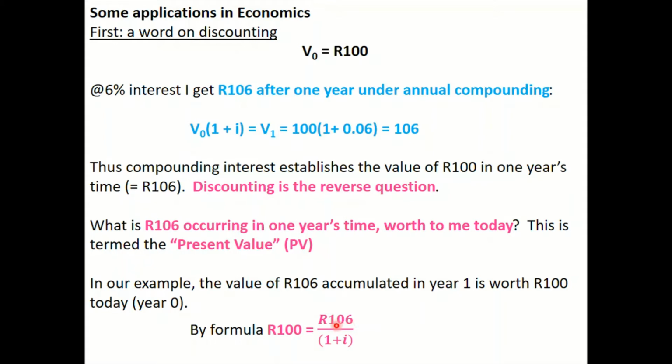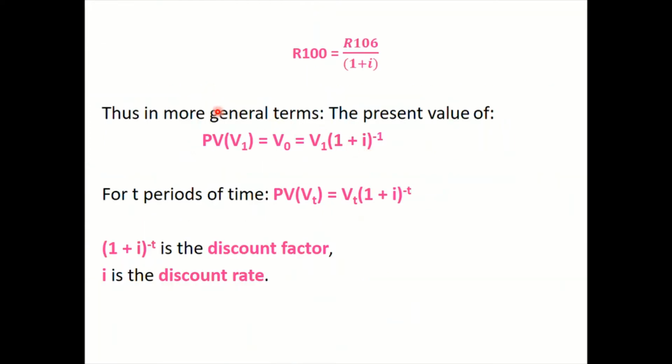106, which is the value at the end of year 1, divided by 1 plus the interest rate, which in this example is 6%, so it would be 1 plus 0.06, and that would give us a present value of 106 divided by 1.06, equal to 100 Rand. If we want to express our formula in more general terms, this is what it would look like. I've rewritten the numerical example from the previous slide at the top of this slide, just so that you can remember.